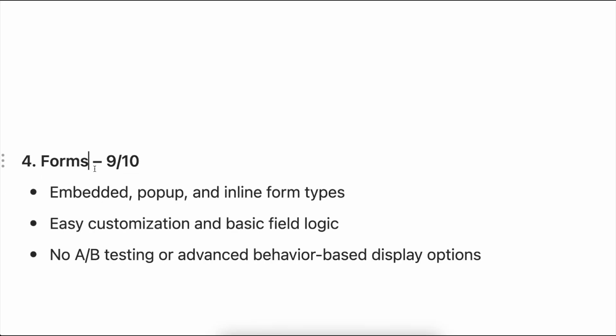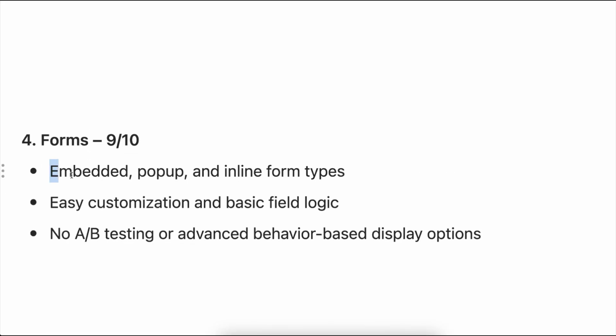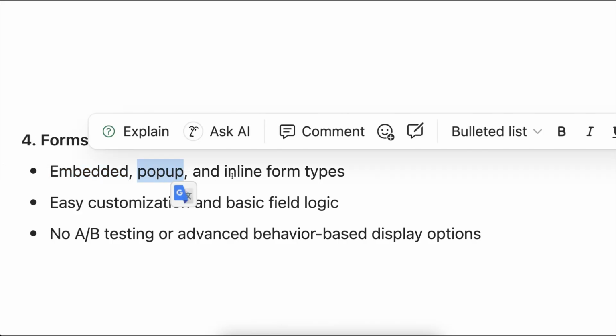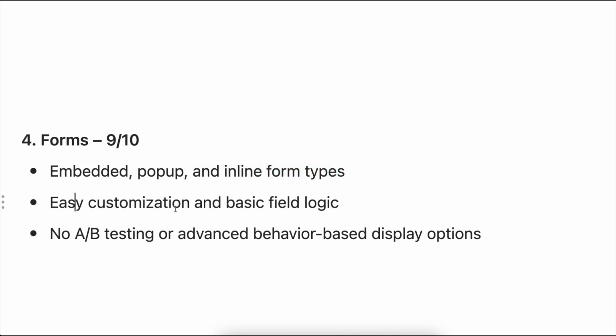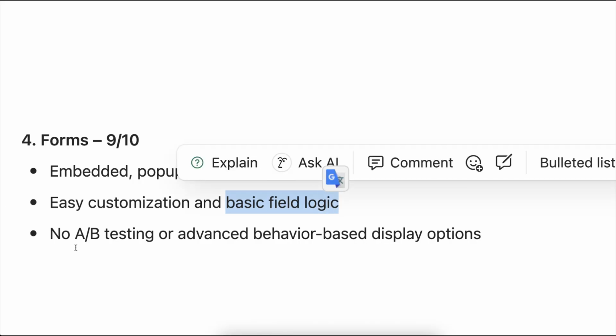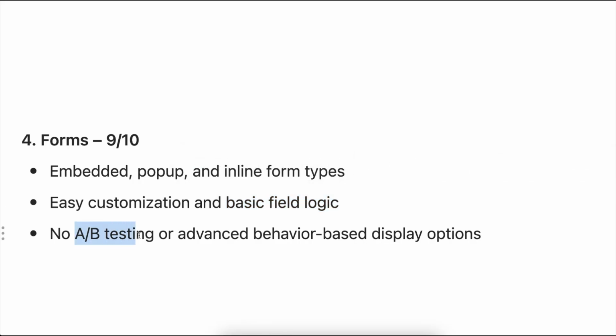When it comes to forms, you have all of the main stuff. You have the embeds, you can create different pop-ups, even gamified stuff, inline forms. It's very easy to customize and you can customize quite a bit, add all of the different basic fields, and there is no A/B testing here. So if you want to A/B test it out, you're not going to have that option. But again, most email marketing softwares don't have that option. But in general, it's really good. It's a 9 out of 10.